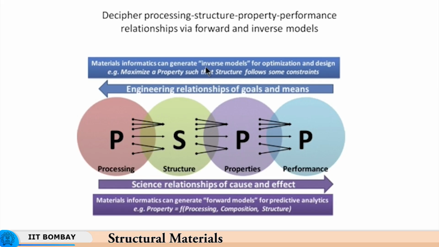So, you know the scientific relationship of cause and effect, and therefore you build each one of them in, and then get to the properties and hence the performance. So, you start with the chemical composition and processing conditions to get the structure. The structure will give you the properties, and the properties will give you the performance. So, you can start with the basis of scientific relationships of cause and effect. These are called forward models, which can be generated using materials informatics for predictive analysis. So, you have a property as a function of processing, composition and structure.